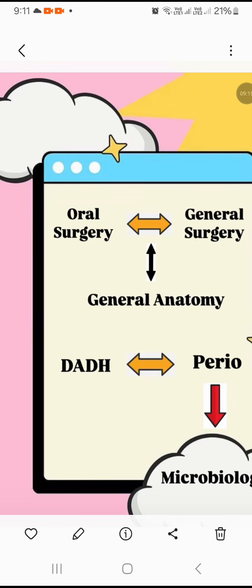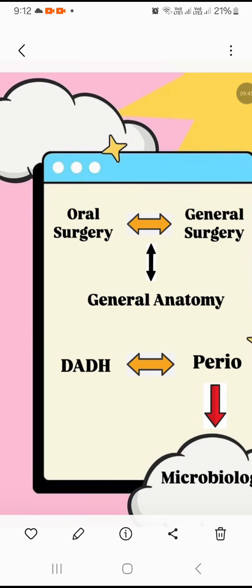Now, combine DADH, dental anatomy and dental histology, with perio and microbiology, because most of the topics are overlapping. So just take the perio textbook and microbiology textbook and revise quickly. Most of the microbiology part is overlapping. Clear? Most of the times they ask you which are the microbes and which disease.